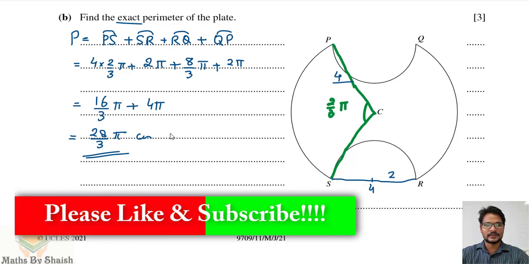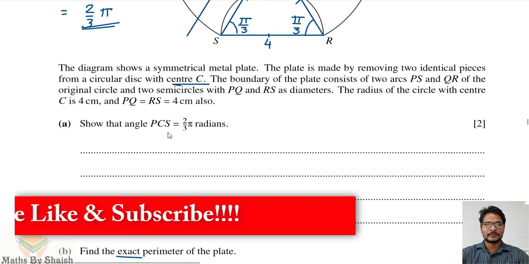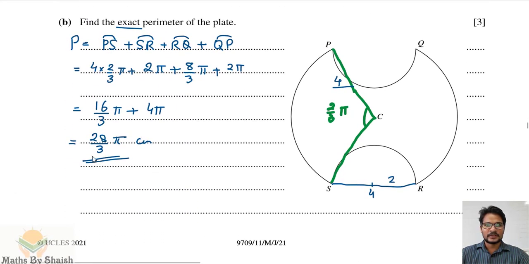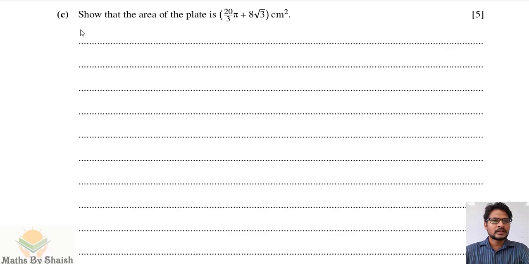Let us check whether it is given as a centimeter or what. Yeah, it is given as centimeter, we can see. So the perimeter is 28 by 3 pi centimeter. And here's the C part. Show that the area of the plate is 20 over 3 pi plus 8 root 3 centimeter square.